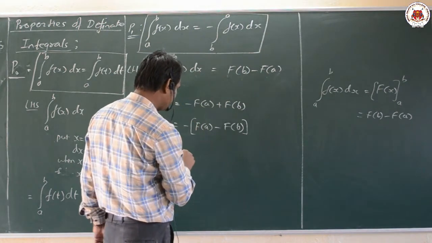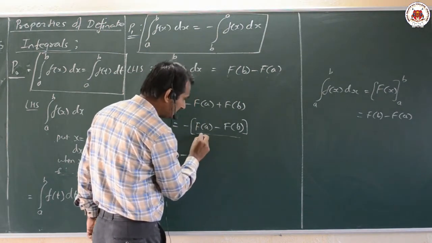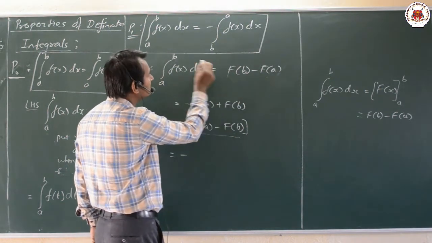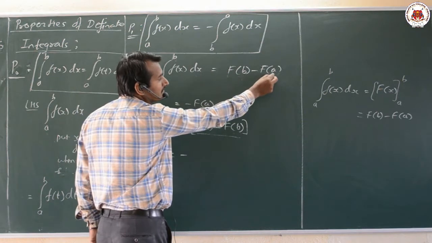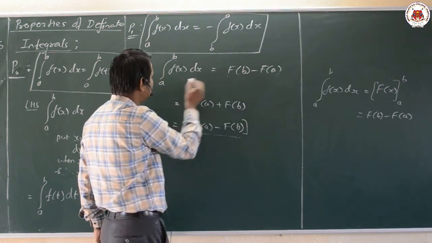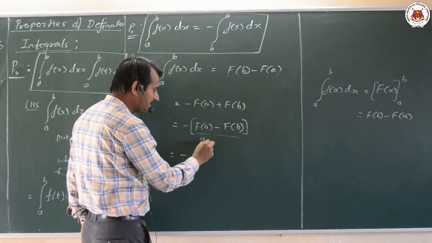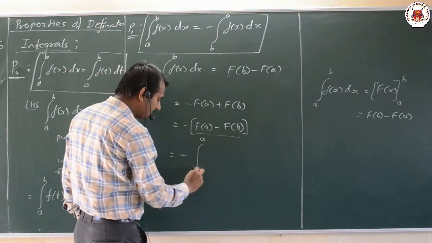Now the similar thing we have is F of a minus F of b. F of b means the upper limit is b. F of a means the lower limit is a. Here the first term is F of a. That means the upper limit will be a and the lower limit will be b.